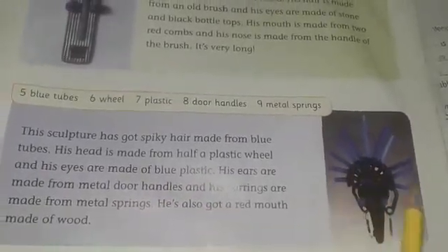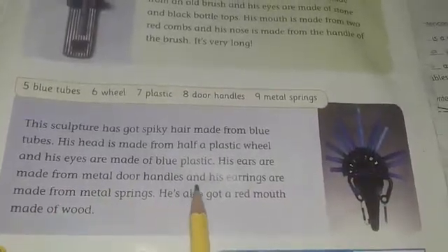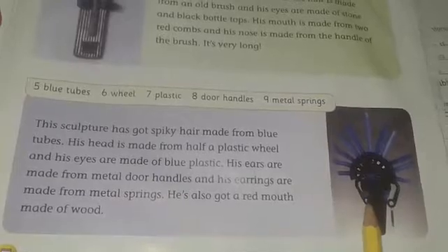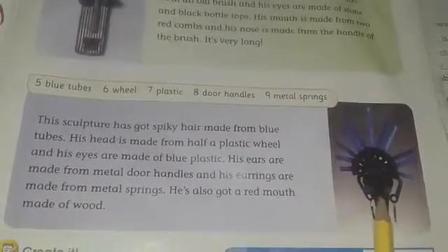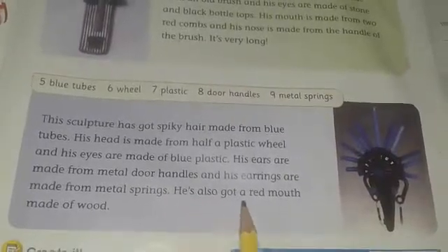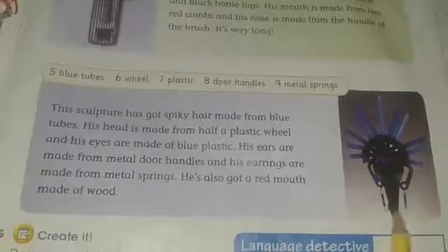Here they have created a face. His ears are made from metal door handles and his earrings are made from metal springs. With metal door handles he has made the earring and the earrings are with metal springs. He has also got a red mouth made of wood. The mouth is made out of wood.